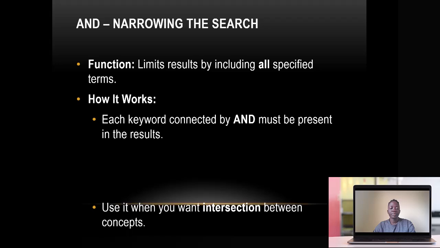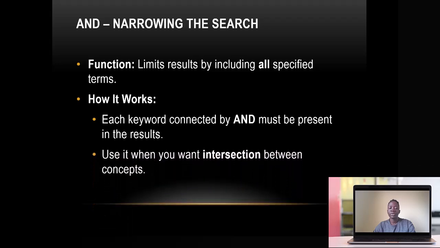Then also use it when you want an intersection between concepts. When you have two items that you are searching for and you want to get the intersection of them, the part which is being shared by the two pieces of information, you can use AND and then you really get it. So that is it.